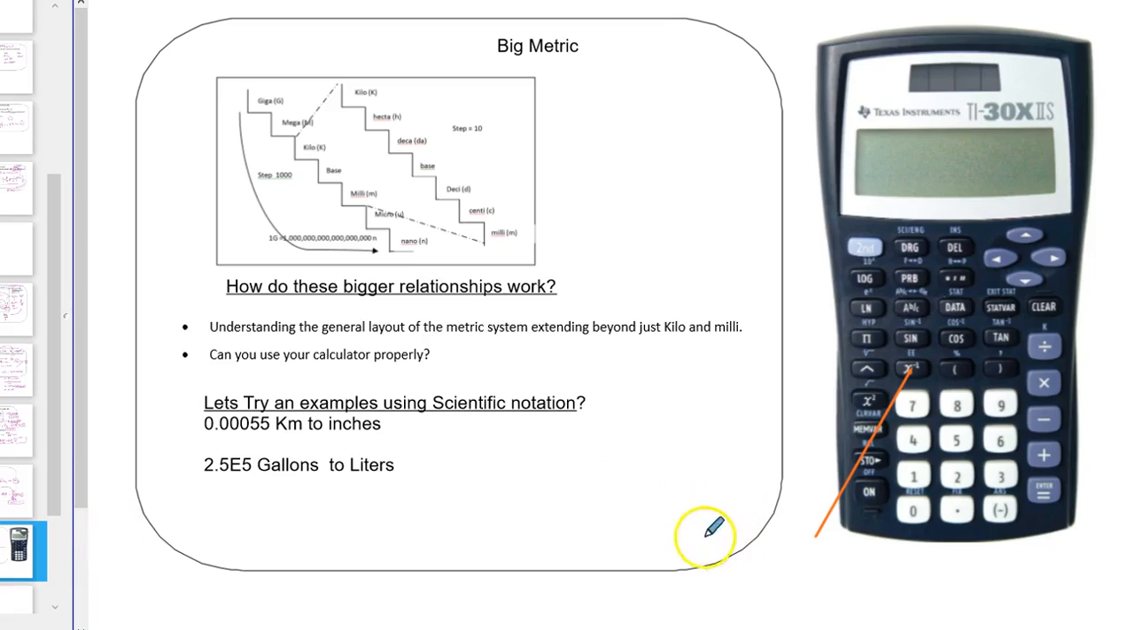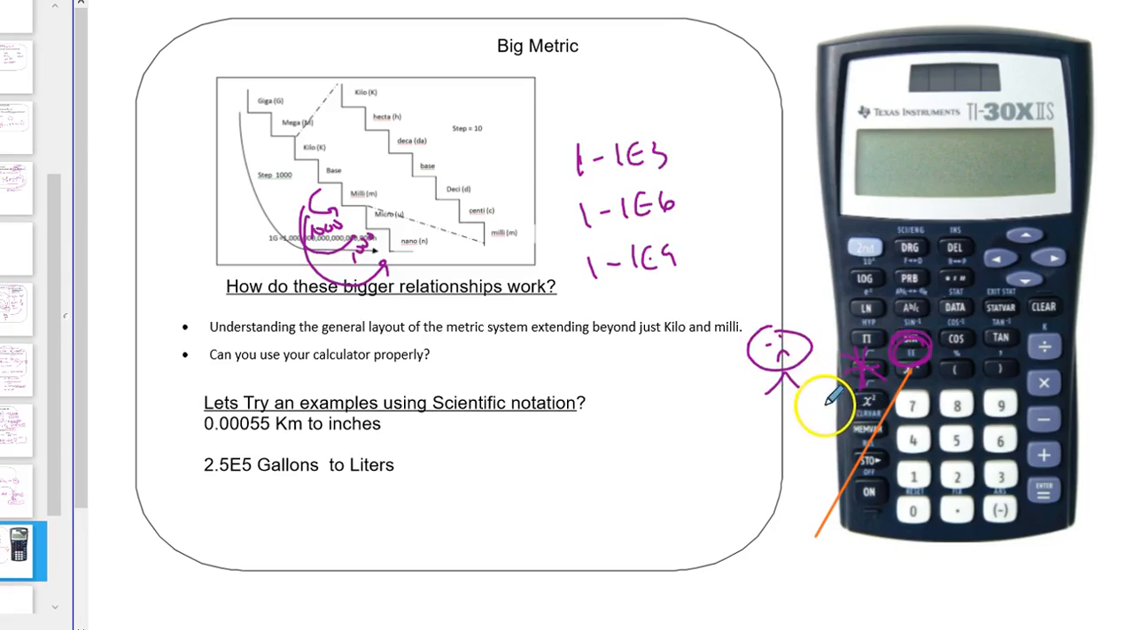Alright, so again, how do these bigger units work? I mentioned earlier on that these are just thousands. 1 to 1,000, 1 to 1,000, 1 to 1,000. So that's 1 to 1e to the third, 1 to 1e to the sixth, 1 to 1e to the ninth. Can you use your calculator properly? You use that double E button here. You do not use that little caret button. That will only get you in trouble eventually.